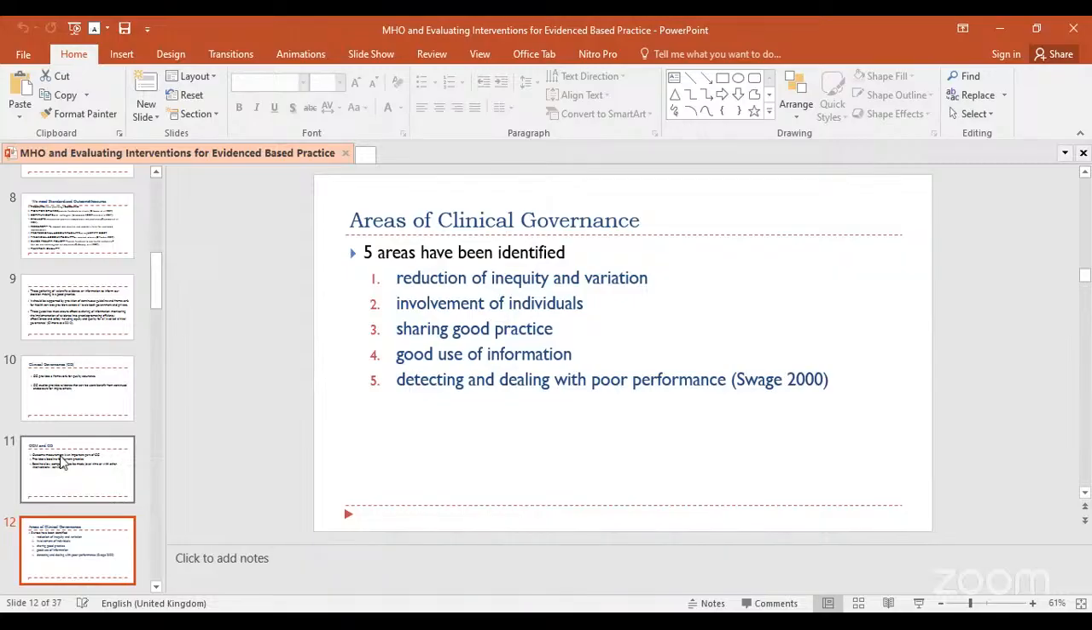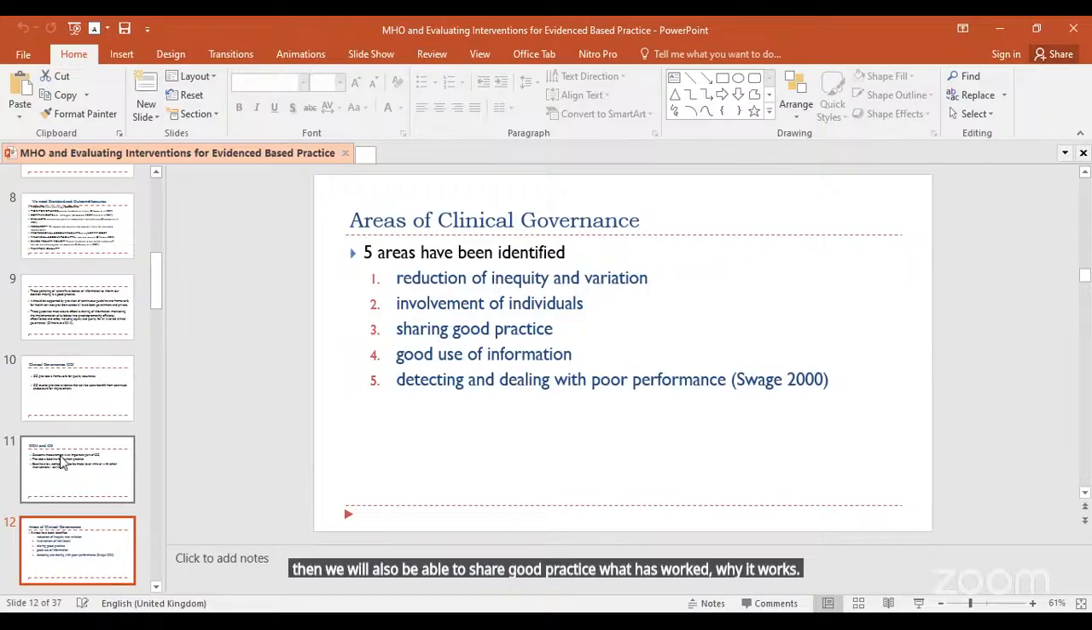Involving individuals: outcome measures will help us to know how much we engage with our patients, with our clients, because we are going to bring in their opinion. Then we will also be able to share good practice, what has worked and why it works. We will be able to make good use of information, detecting and dealing with poor performance.